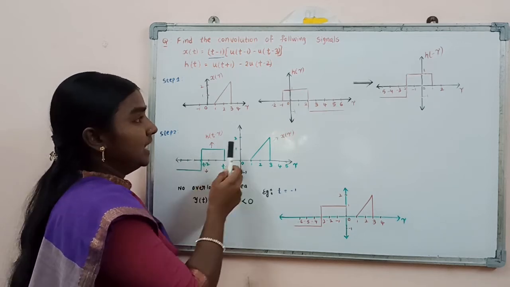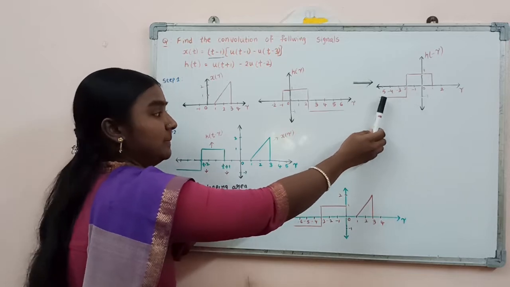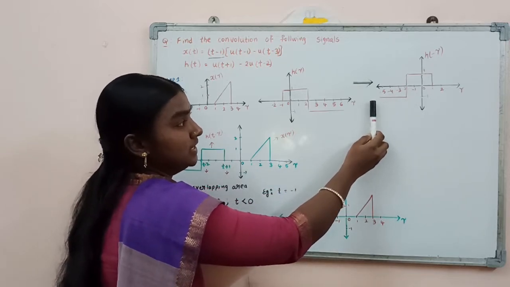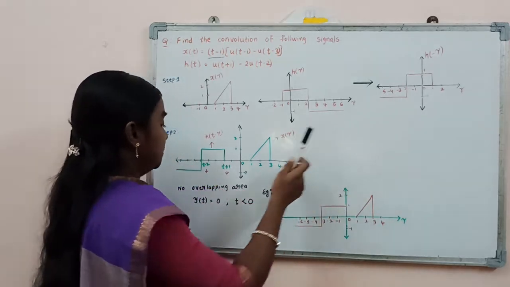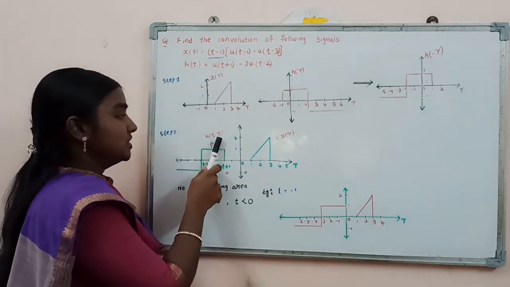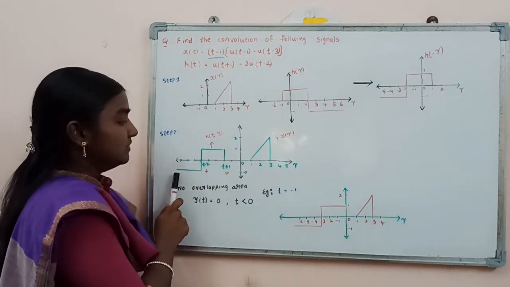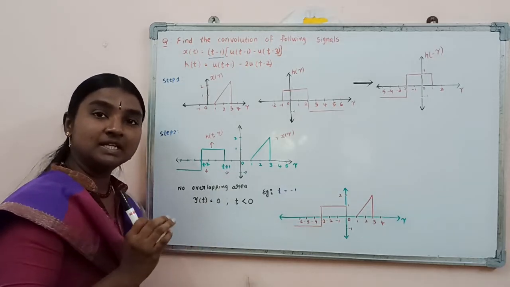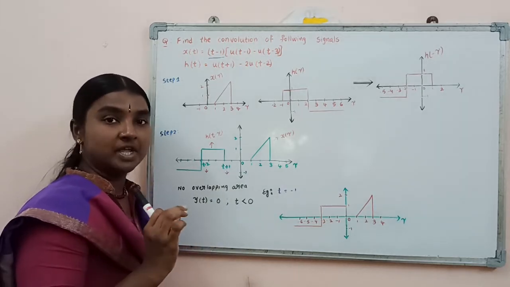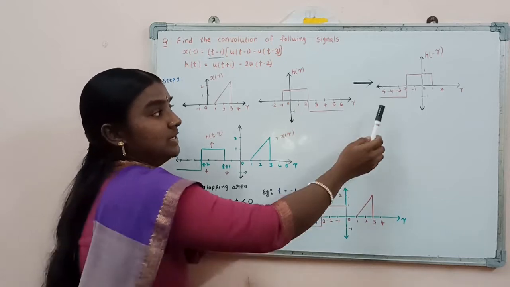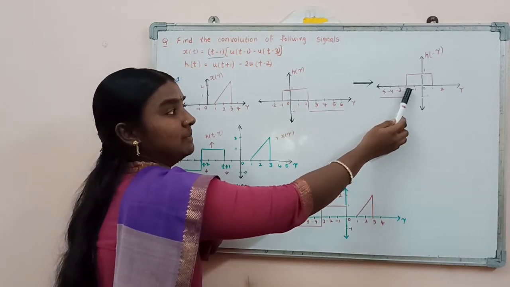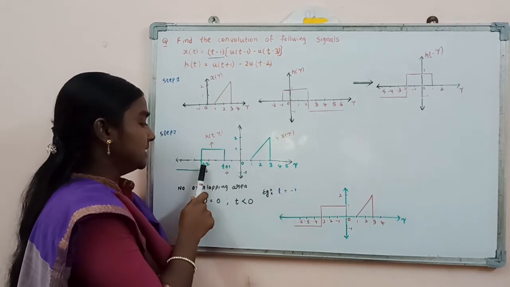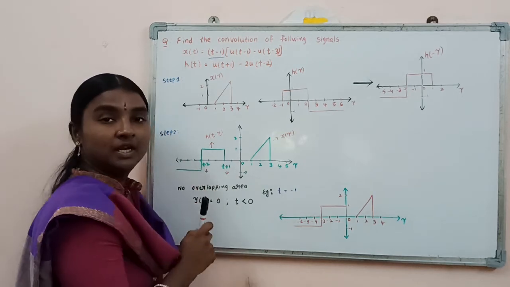And here for h of minus tau, the limits are from minus infinity to plus 1. So for h of t minus tau, the limits are from minus infinity to t plus 1. Nothing but we are considering the time shift t to be the most negative number. And here there is one discontinuity at the time instant -2, that can be considered as t minus 2.